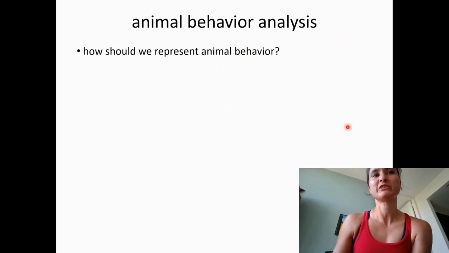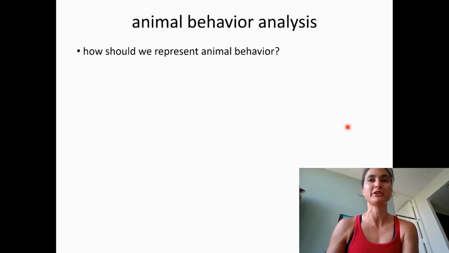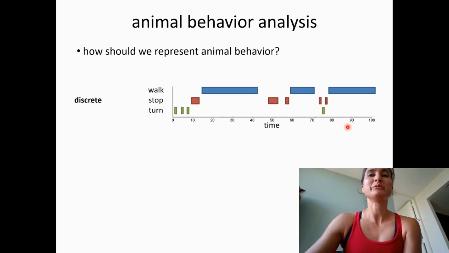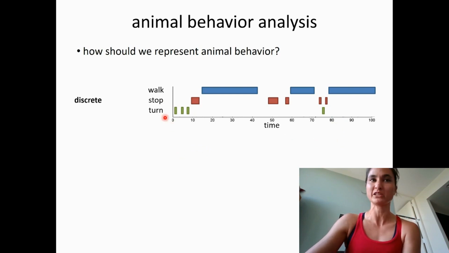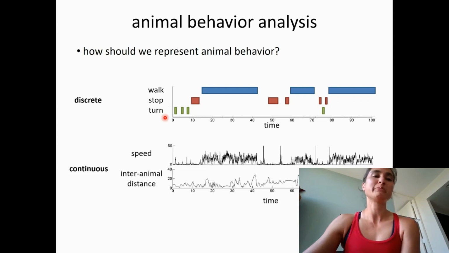So let's think about this question of how we should represent animal behavior. One of the dichotomies that we face is whether to use a discrete representation. For instance, we could say that there are 3 different categories of behaviors that flies do: walking, stopping, and turning. Or a continuous representation of behavior. So for instance, we could say that the properties of behavior that really matter are the speed of the animal and the distance to another animal.